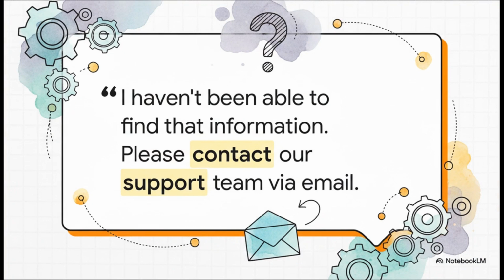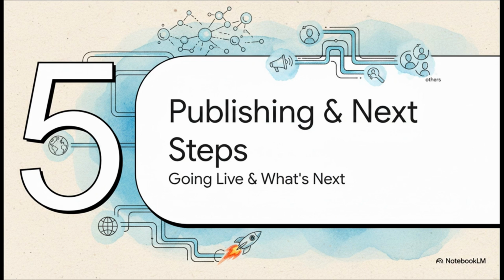Now for the real test. We ask something that it has no information about. Who and how old are the owners? And this is fantastic. Instead of just guessing, it follows our rule perfectly. It admits it doesn't know and then politely points the user to the support email we gave it. This proves our safety net is working. It's a huge success. Yes, our agent works.